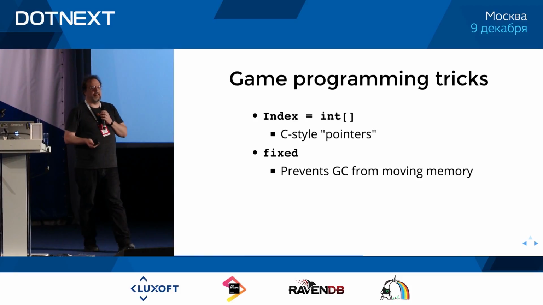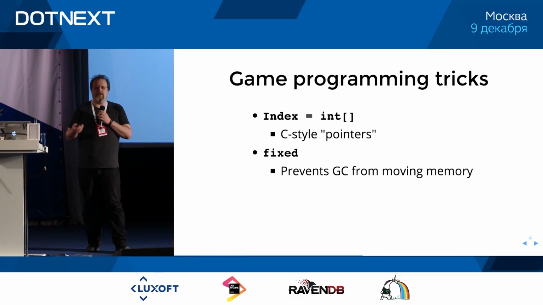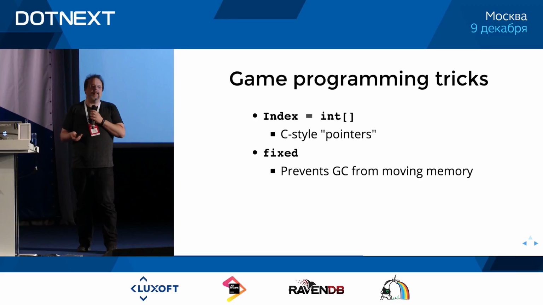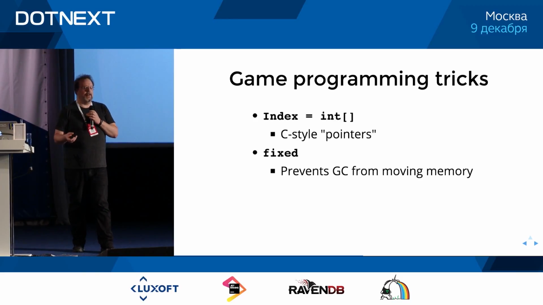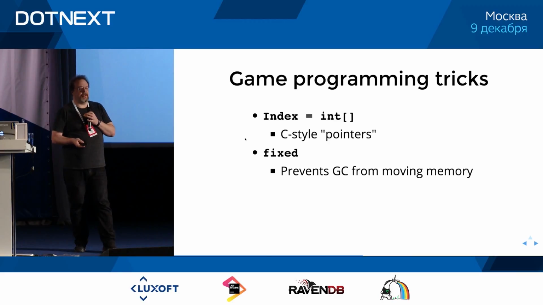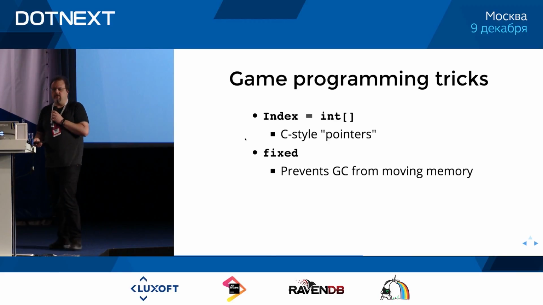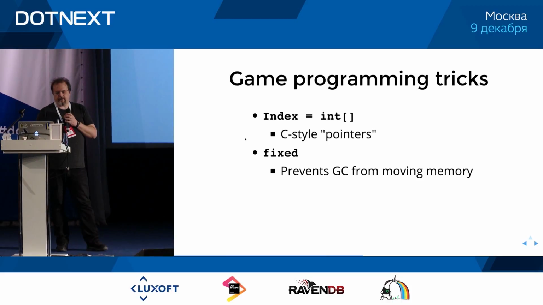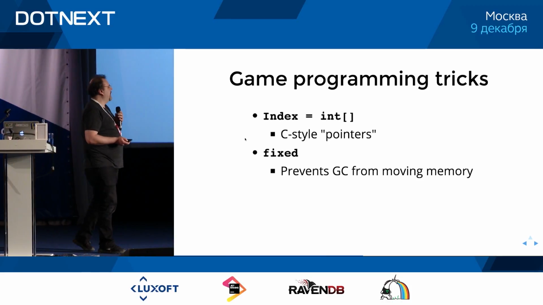Fixed is a keyword that very few use, but allows you to prevent the garbage collector from moving memory around. So when garbage collection happens, one thing that the garbage collector tries to do is compact memory. Right? You want to have used memory compacted together, so you have big blocks of free memory in case you need to allocate big objects. And of course, we don't really want that to happen here. So a lot of tricks went into that code.